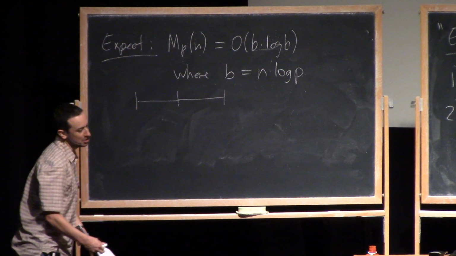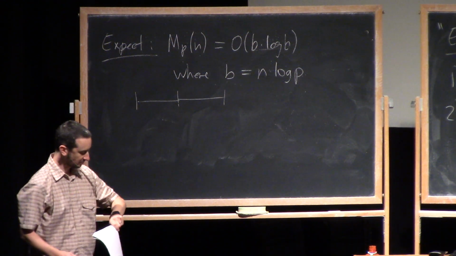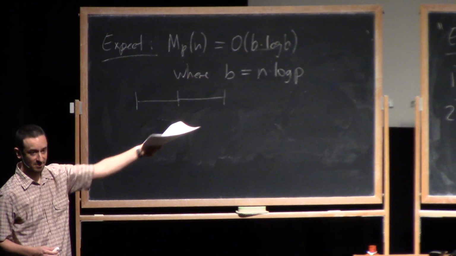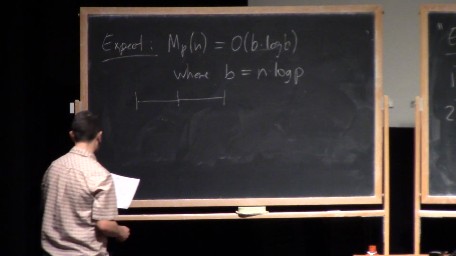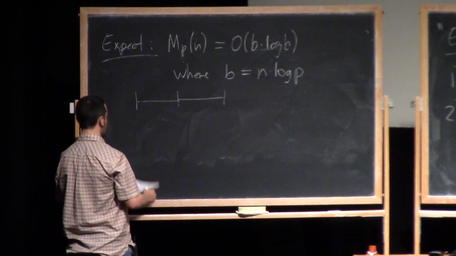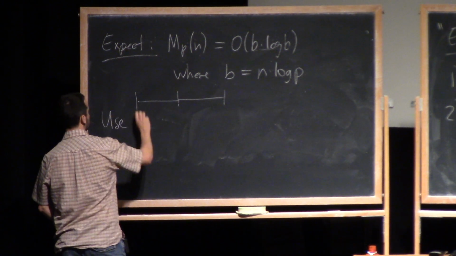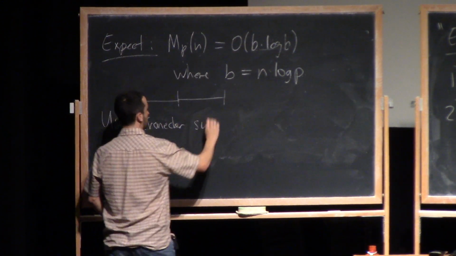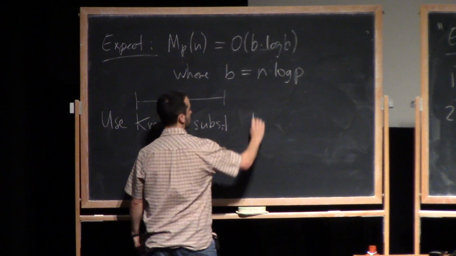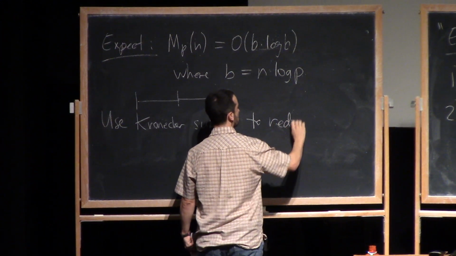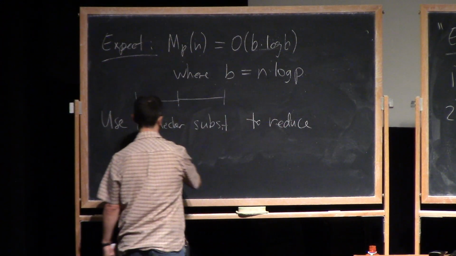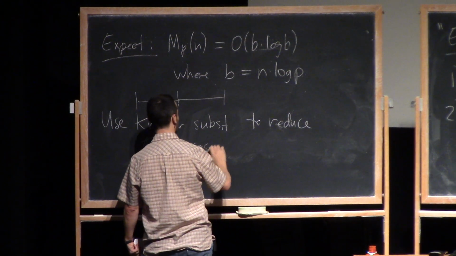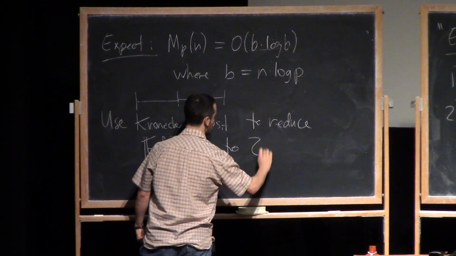Anyway, that's a good problem. So let me show you one thing we can prove using the integer multiplication result. Okay, so here's what we can prove. Let's use Kronecker substitution to reduce the F_p[x] case to Z[x].